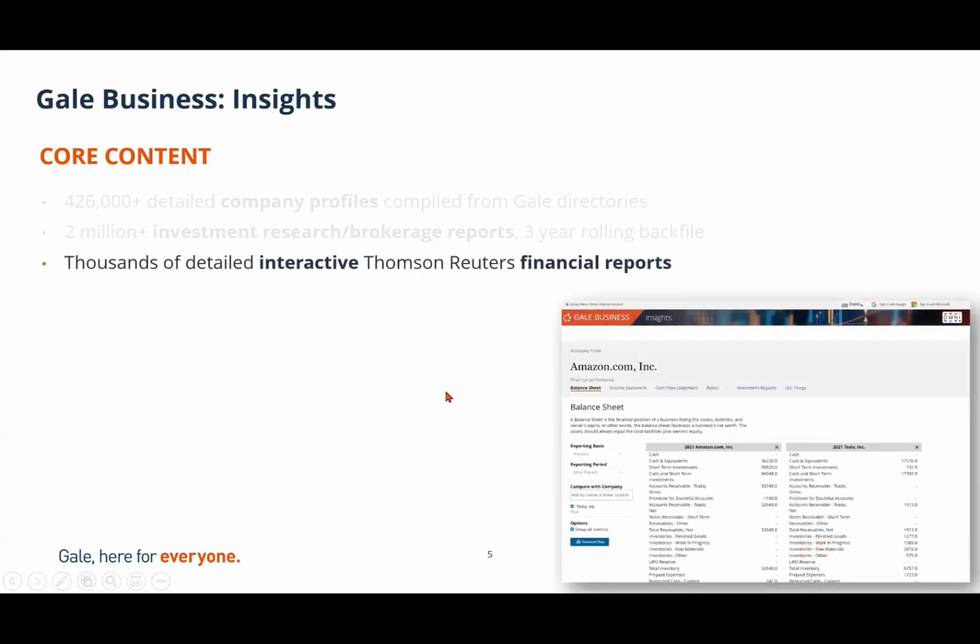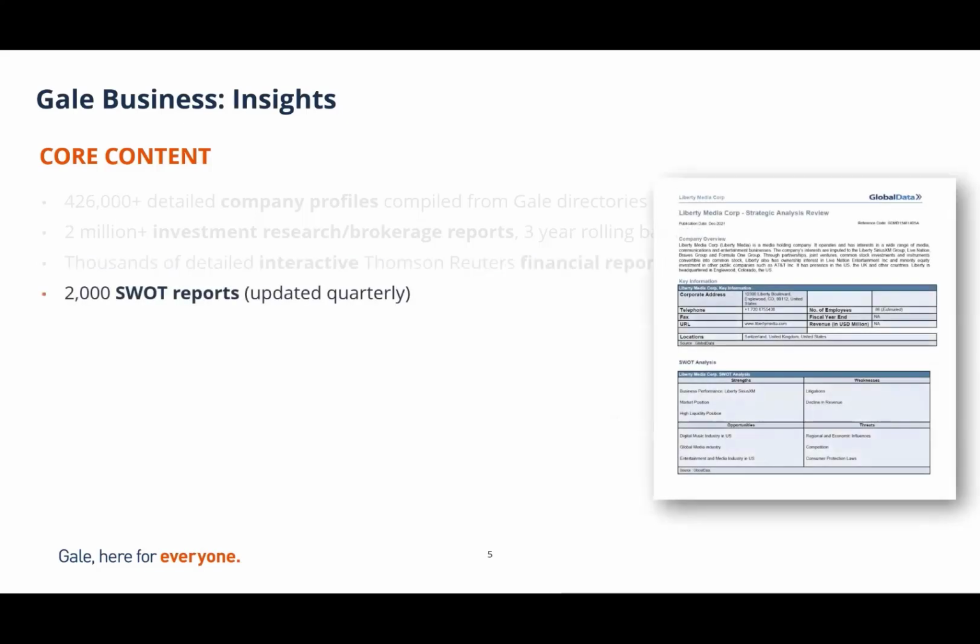We also offer thousands of detailed interactive Thomson Reuters financial reports. So interactive balance sheets, income statements, cash flow statements, ratios, investment reports, and we also include SEC filings. So detailed information, data, essentially, that can be exported and examined for further analysis in Excel. So I'll highlight that for you today.